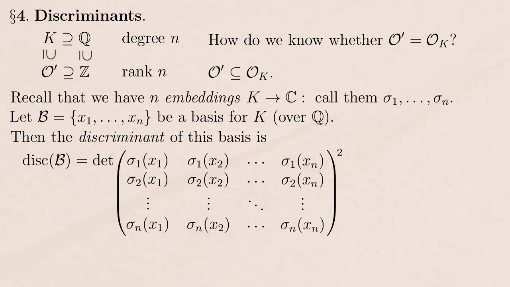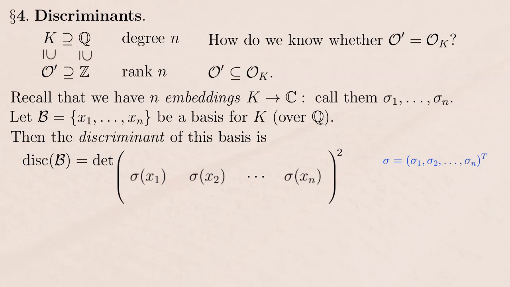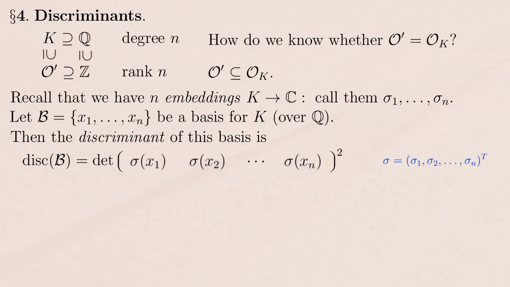Now, this object looks quite mysterious, so let's tidy it up a bit. Firstly, let sigma be the map from K into C^n that just combines all of these sigma_i's into a single map. You may remember something very similar from videos 6 and 7, which we called the canonical embedding. I'm going to think of it as a column vector. Then this first column is just sigma of x_1, the second is sigma of x_2, all the way up to sigma of x_n.